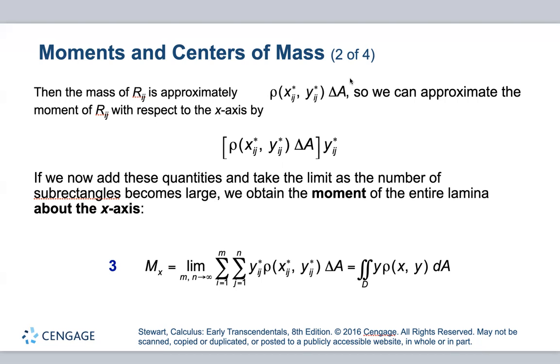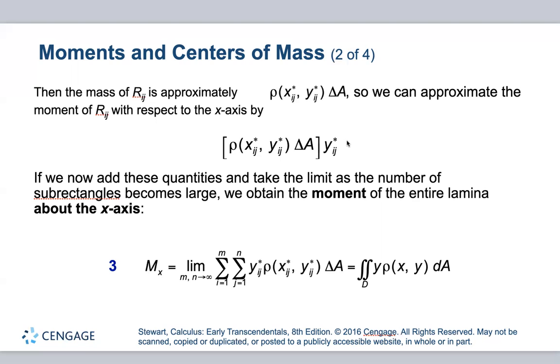So we approximate the moment about the x-axis by measuring the directed distance from the point xij star, yij star to the x-axis. Well, that's given by the y-coordinate of xij star, yij star. So here's the approximation to the mass on that rectangle, times the directed distance from that point to the x-axis.